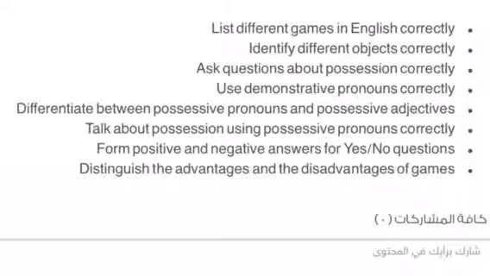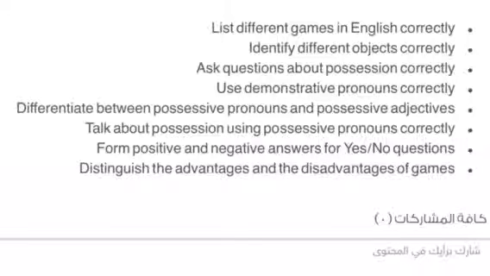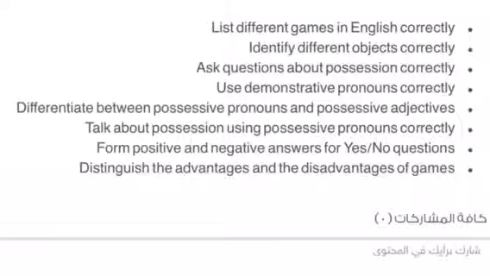Then the next one we have is to talk about possessions using possessive pronouns correctly. Like I said, talk about possessions. This book is hers, like this. We'll use it correctly. I'll explain later.